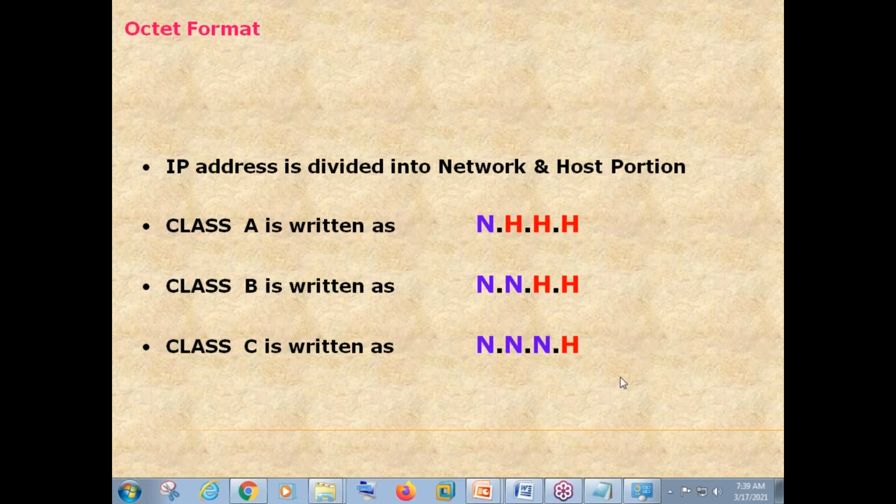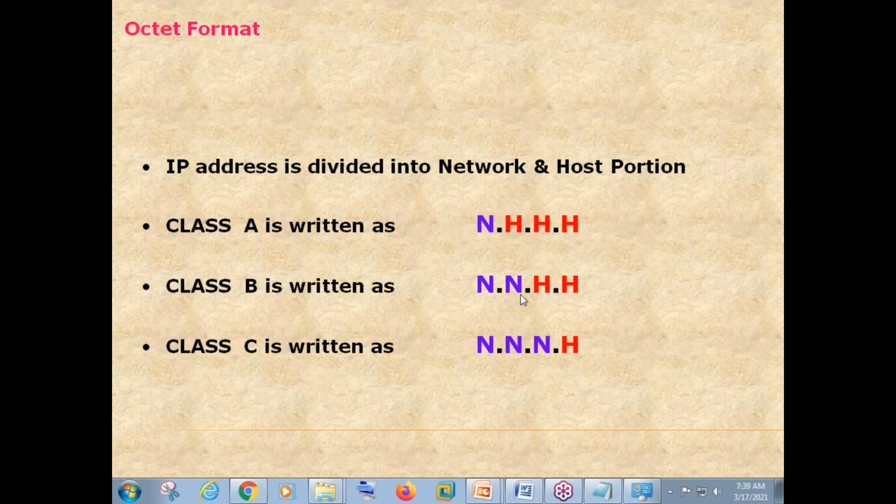Now what we need to see here is, in class A, one octet is reserved for network and three octets are reserved for host. So what we need to see is, in class A, totally how many network combinations are possible, and in each network, totally how many hosts are possible. Come again: class A, how many networks are possible and how many hosts are possible.